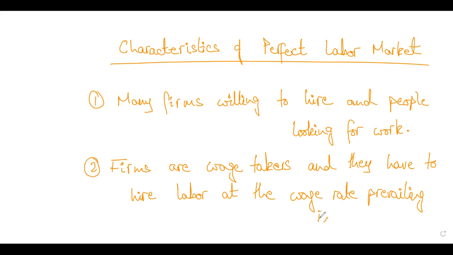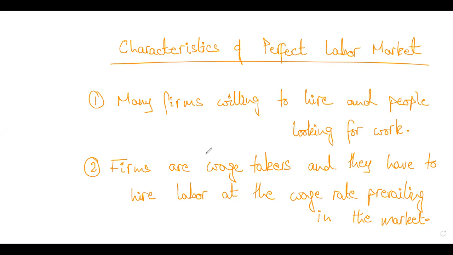So far we have talked about two characteristics of perfect labor market, right? The first one is that there are a lot of firms that are willing to hire labor. So what is labor market actually? Labor market is about connecting firms which are demanding labor and people who are willing to get hired, right? So demand and supply of labor. Just like any other product or any other service, labor also has demand and supply. But who demands labor? The firms who want to hire people. And who supplies labor? The people who are willing to get hired.